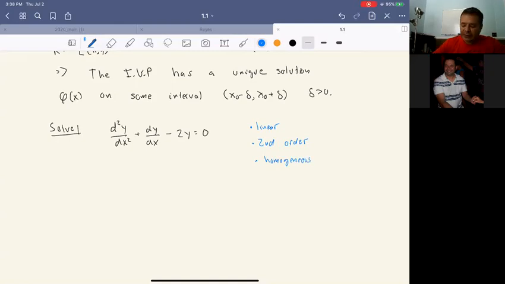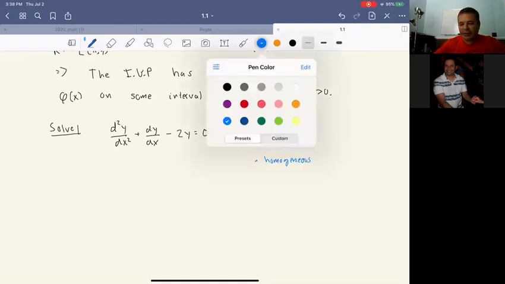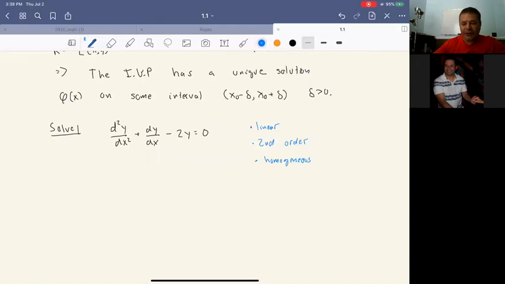The way that I mentioned that we're going to solve this before is we're going to assume that y equals e to the mx, and then we're going to get a quadratic and solve it. So let's do that. If y equals e to the mx, y prime equals m e to the mx.